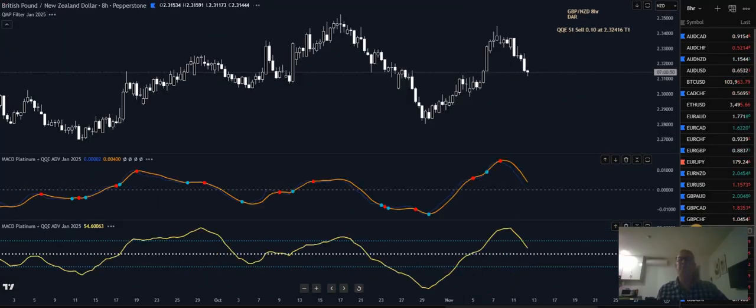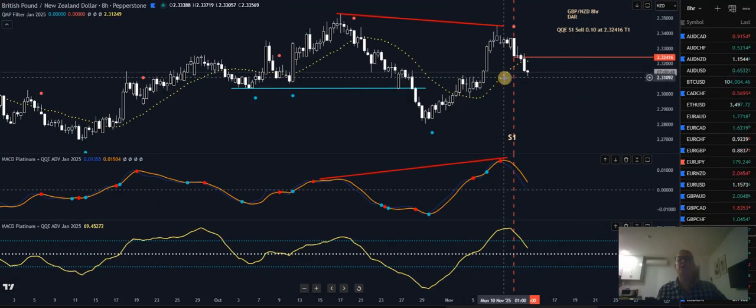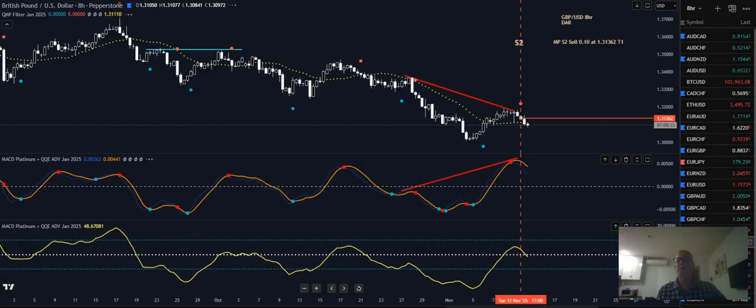Pound New Zealand comes up. We're in a sell trade. It's a QQE. We've got hidden bearish divergence. The MACD Platinum's a long way above the 0 level. Looks good. Took the sell. It's heading in the right direction. My target's the 50 level there. And it's still above the 0 level on the MACD Platinum also.